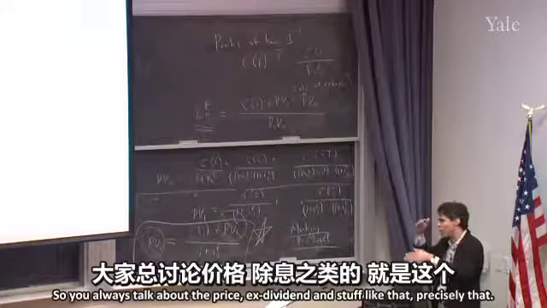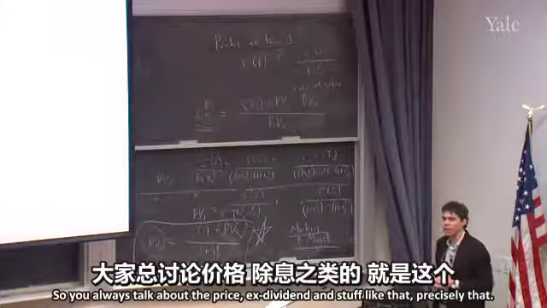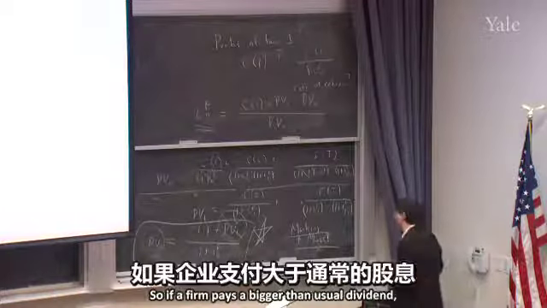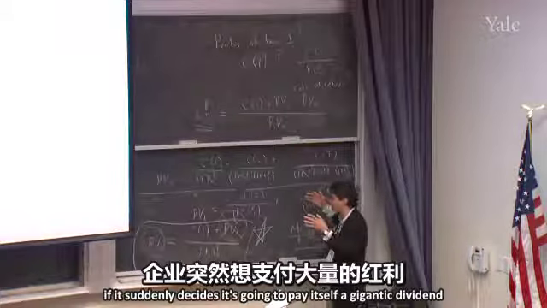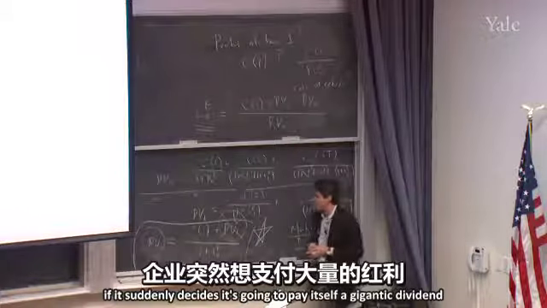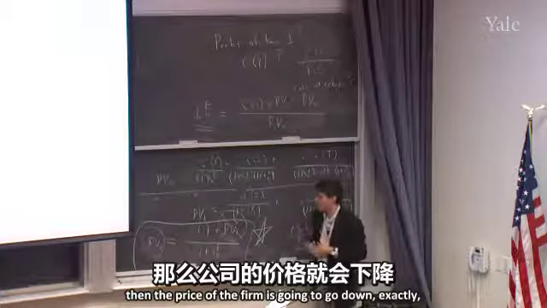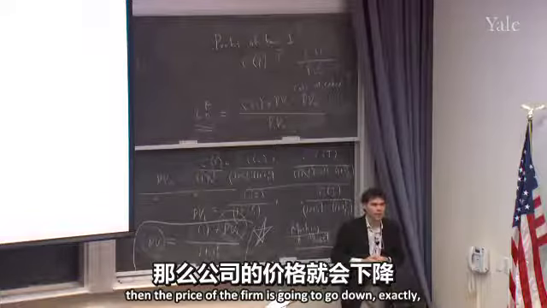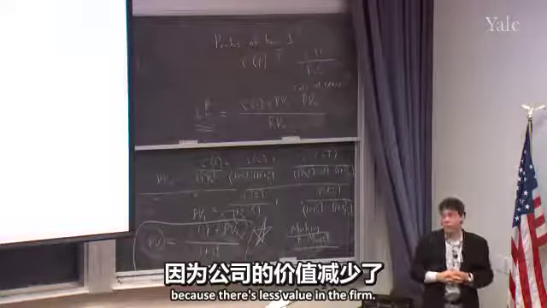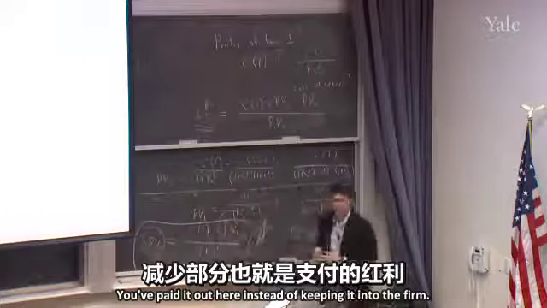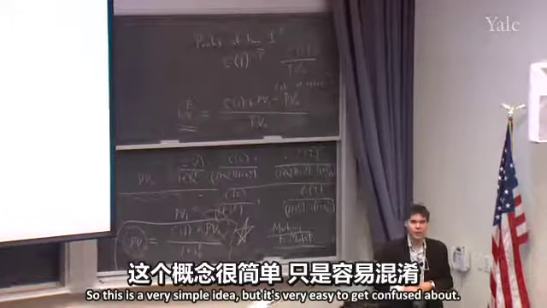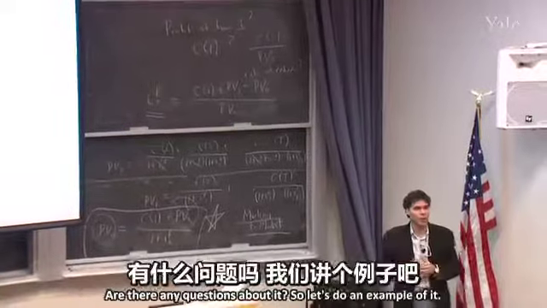So you always talk about the price ex dividend and stuff like that. Precisely that. If a firm pays a bigger than usual dividend, if it suddenly decides it's going to pay itself a gigantic dividend, then the price of the firm is going to go down. Exactly, because there's less value in the firm. You've paid it out instead of keeping it in the firm. This is a very simple idea, but it's very easy to get confused about it. Are there any questions about it?